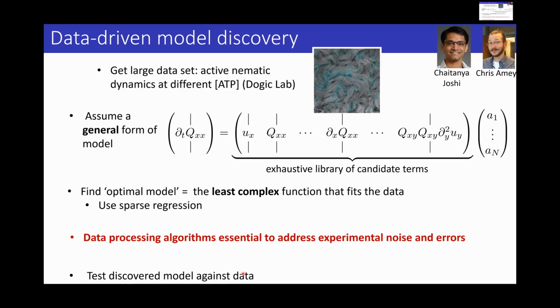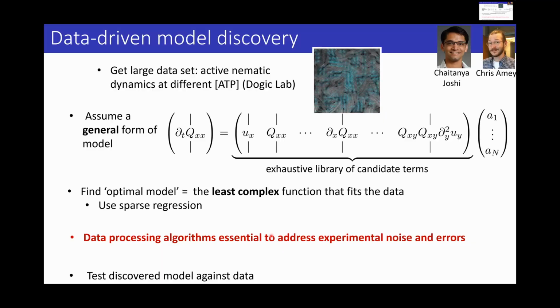But really, the absolutely most important part of this whole process is that experimental data is full of noise and errors. It's very hard to deal with for a tool like this, which is trying to learn a continuum equation. And so it's essential that you build data processing algorithms that can address that error. And Chaitanya and my postdoc Chris put a tremendous amount of effort into finding out what the right processing algorithms were for active matter data.